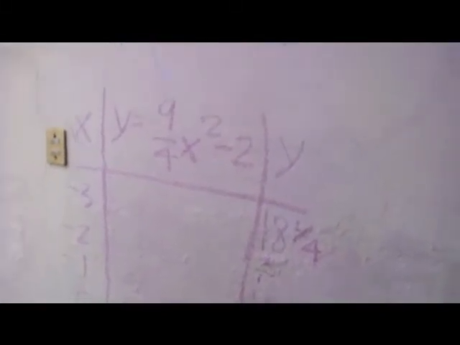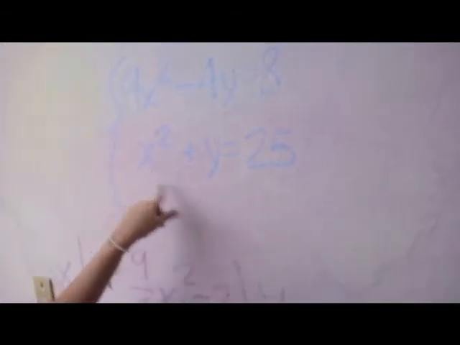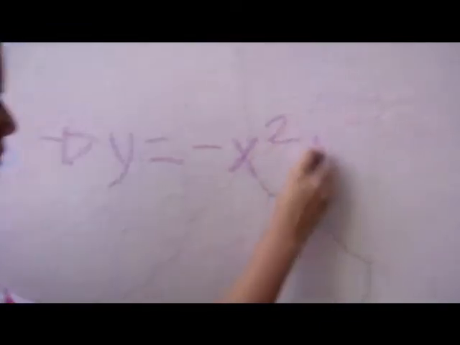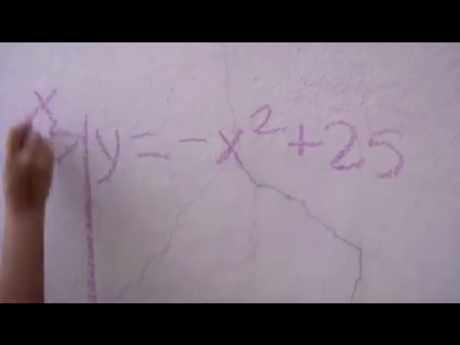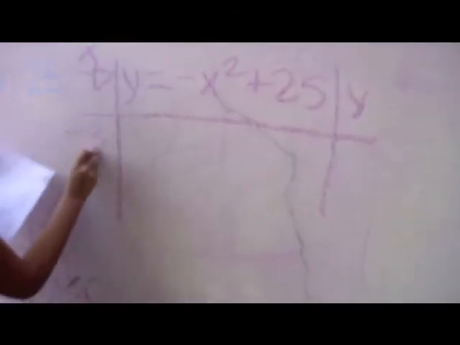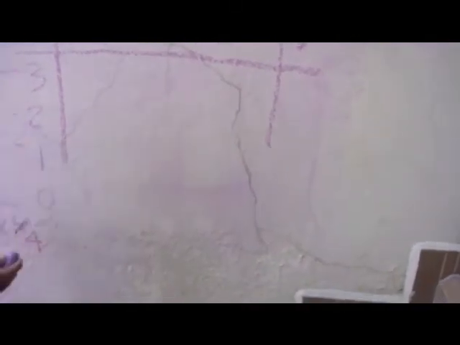Now we have to do the second one. We have to leave it again in slope-intercept form. So we pass the x squared subtracting. So we will have y equals negative x squared plus 25. Again, we do our table. Here goes the x value, and here we will get the y. Here we will use -3, -2, -1, 0, 1, 2, and 3. Okay.